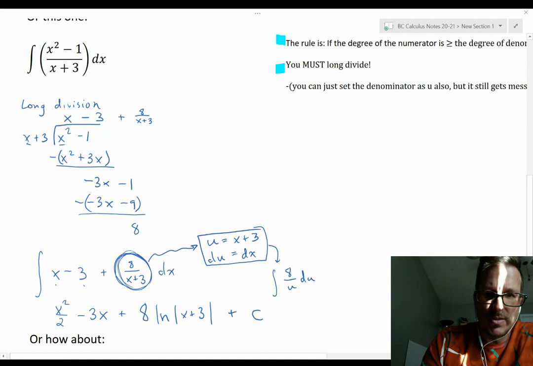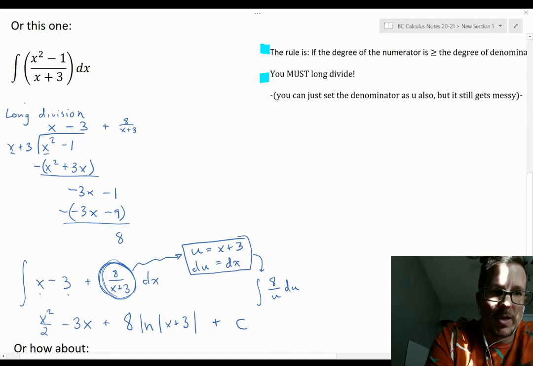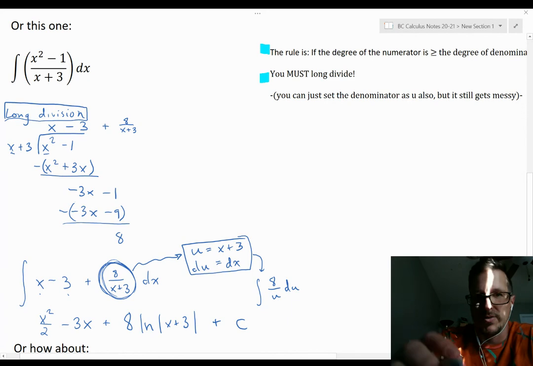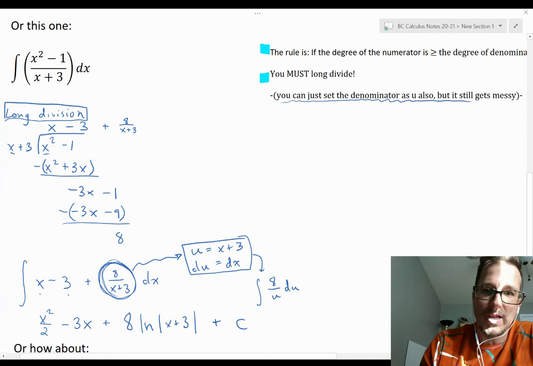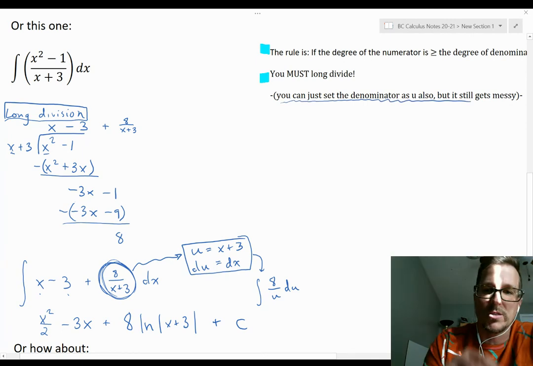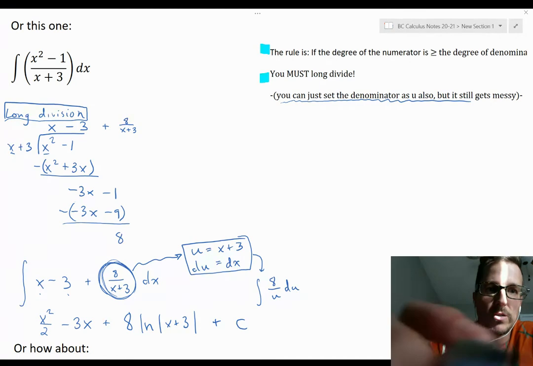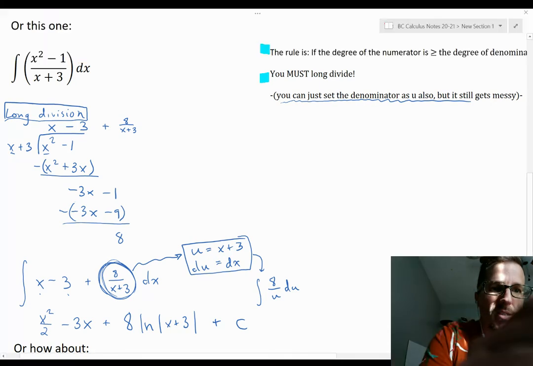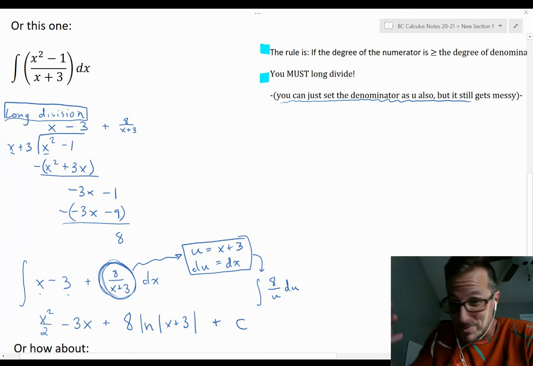Now, here's a slightly different way to do that same problem, right? That would not require long division. So you can see I got a little qualifier here. You can sometimes use u substitution just straight out of the chute. So I do want to show you what that looks like, just because that's just another option, right? We've got choice, right? That's the name of the game, choice.